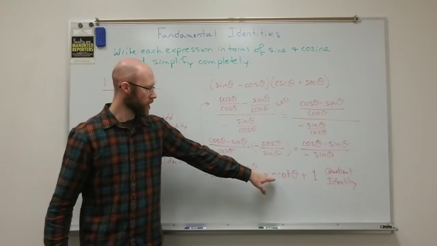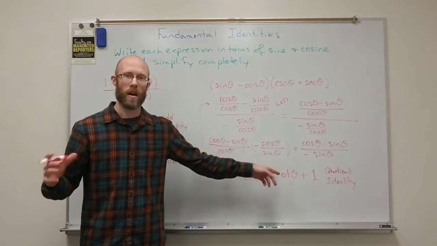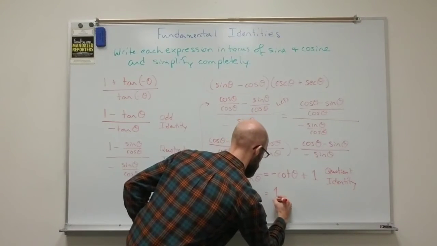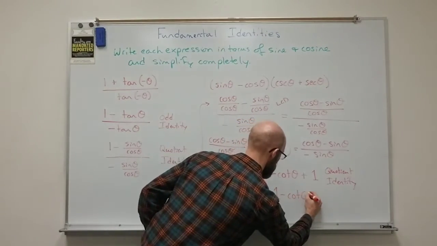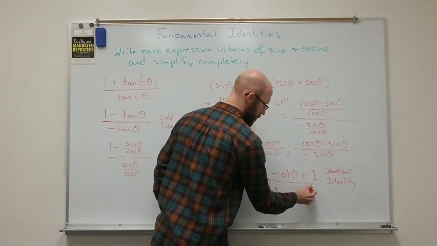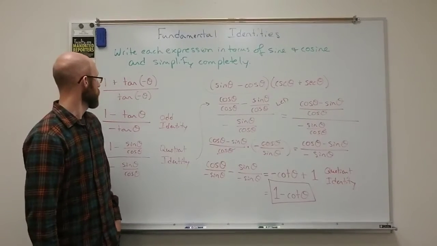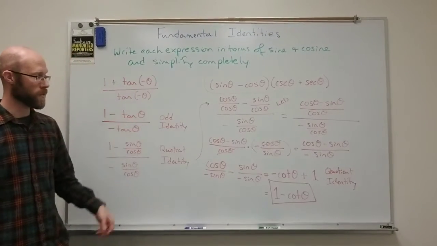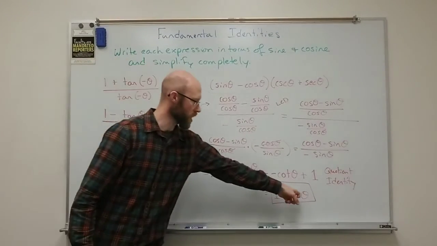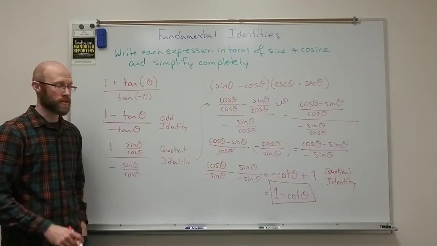And then finally, I might rewrite this so that I don't have this negative hanging out in front. If I interchange the terms, I could write that as 1 minus the cotangent of theta. And that's probably as simple as it gets. All right. So there's no fractions, there's no negatives. There's no negatives in the argument or in the angle, right? It's an angle of theta only, not negative theta. Okay, so that works out pretty nicely.